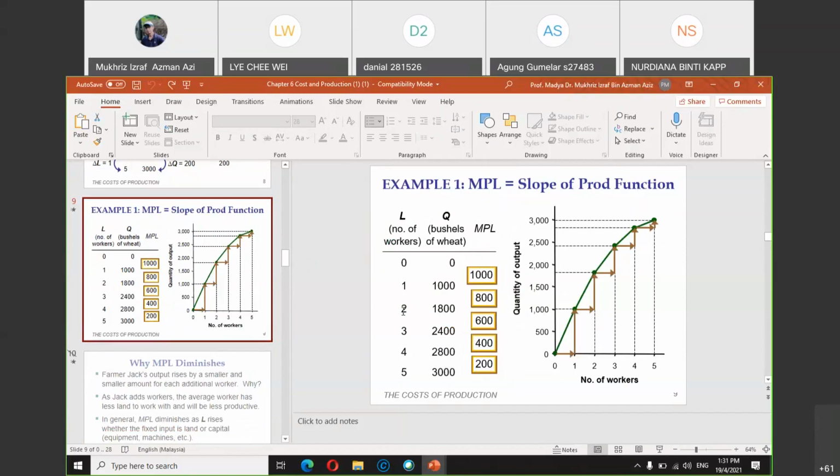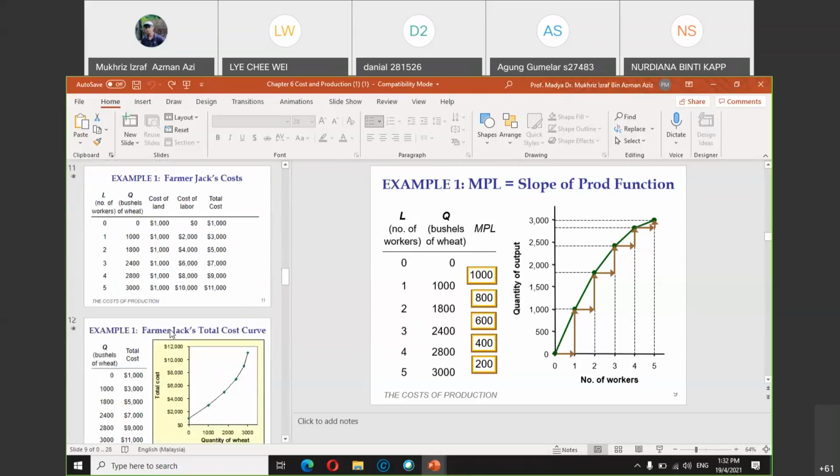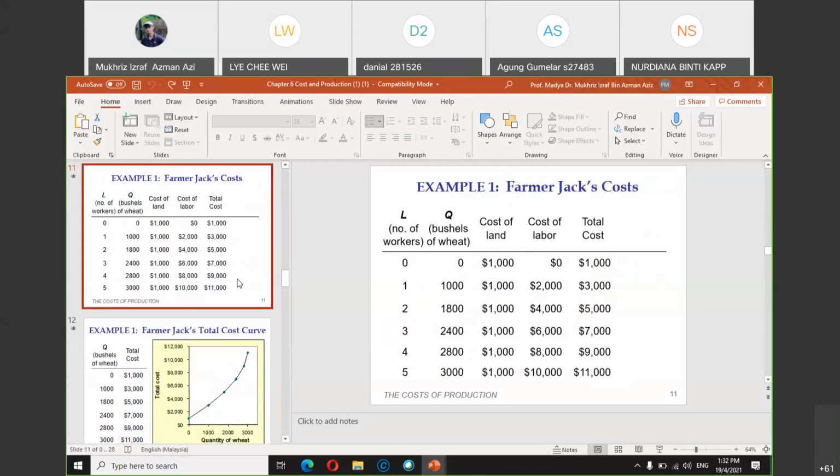And when does MPL start to decline? In this example, MPL starts to decline after the company increases to the second labor, meaning when they hire the second worker. Because from 1000 straight to 800, it drops immediately after they employ the second worker. The third worker also keeps on declining. So from the second employee until the fifth employee, MPL declines from the second labor onwards. So that is in terms of marginal product.